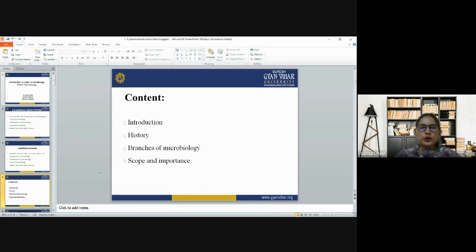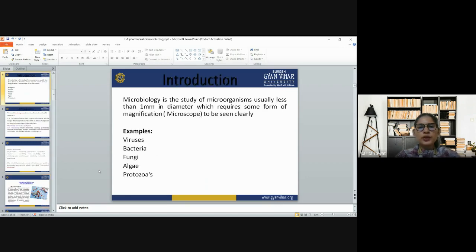The content included is the introduction part, history, branches of microbiology, and scope and importance of microbiology. When we talk about the basic introduction, microbiology is the study of microorganisms that are usually less than 1 millimeter in diameter, which require some form of magnification with the help of a microscope to be seen clearly. So we can say microbiology is the study of microorganisms which are not visible with the naked eye. We need a microscope to see them, for example virus, bacteria, fungi, algae, and protozoa.